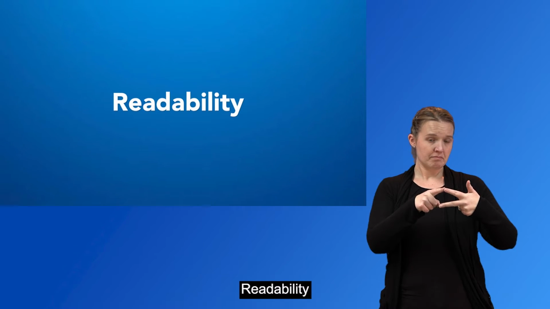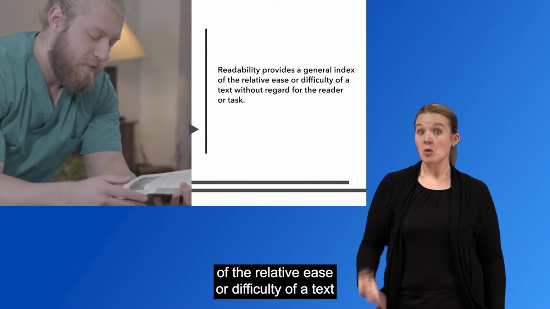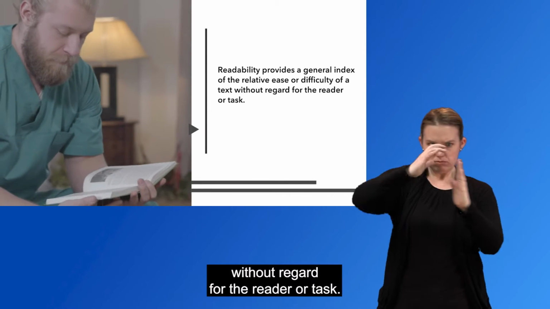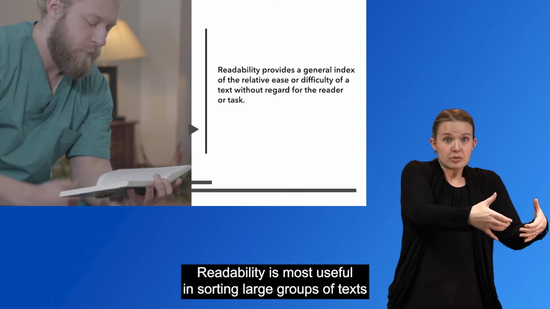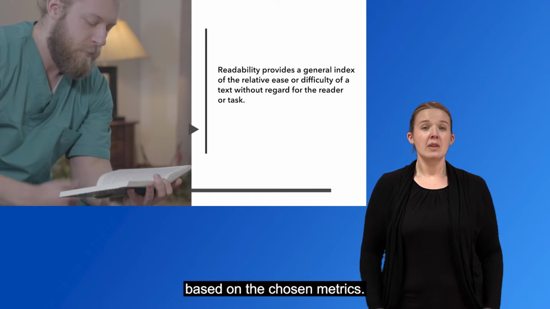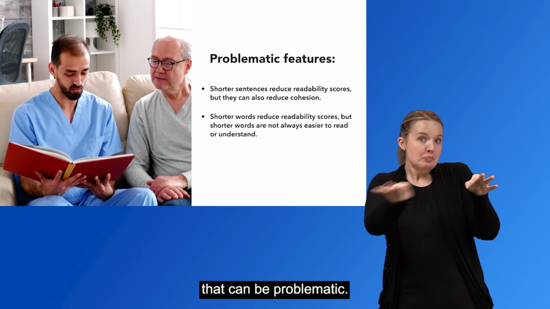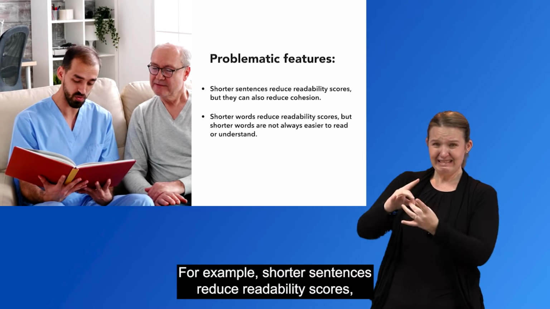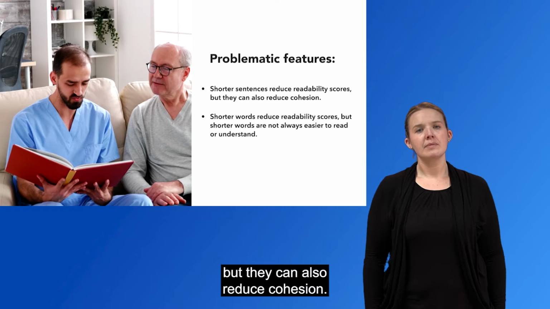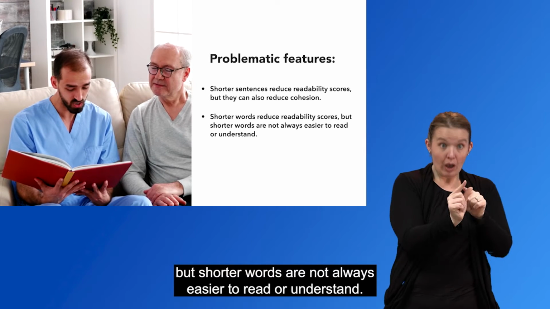Readability. Readability provides a general index of the relative ease or difficulty of a text without regard for the reader or task. Readability is most useful in sorting large groups of text based on the chosen metrics. Readability gives weight to text features that can be problematic. For example, shorter sentences reduce readability scores, but they can also reduce cohesion. Shorter words reduce readability scores, but shorter words are not always easier to read or understand.